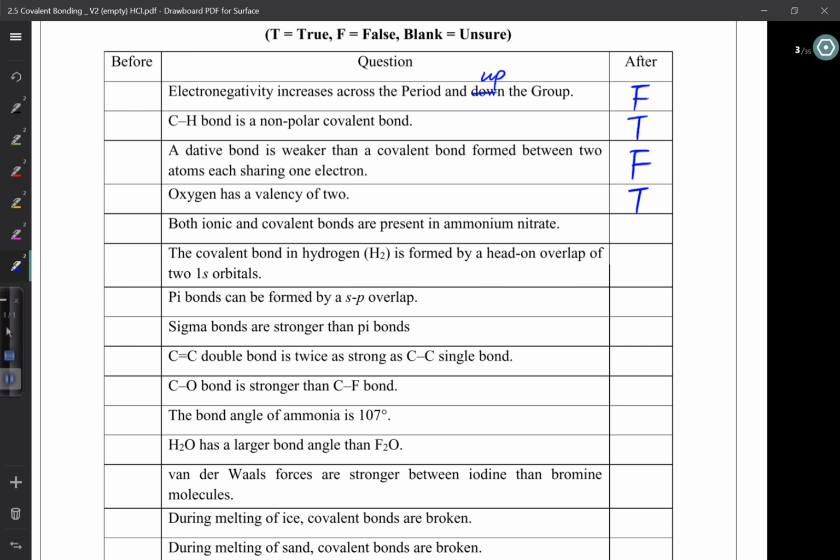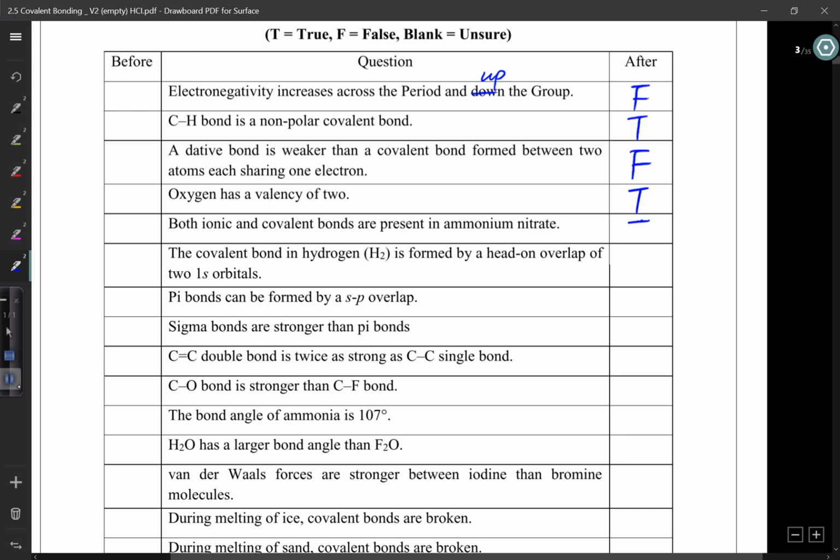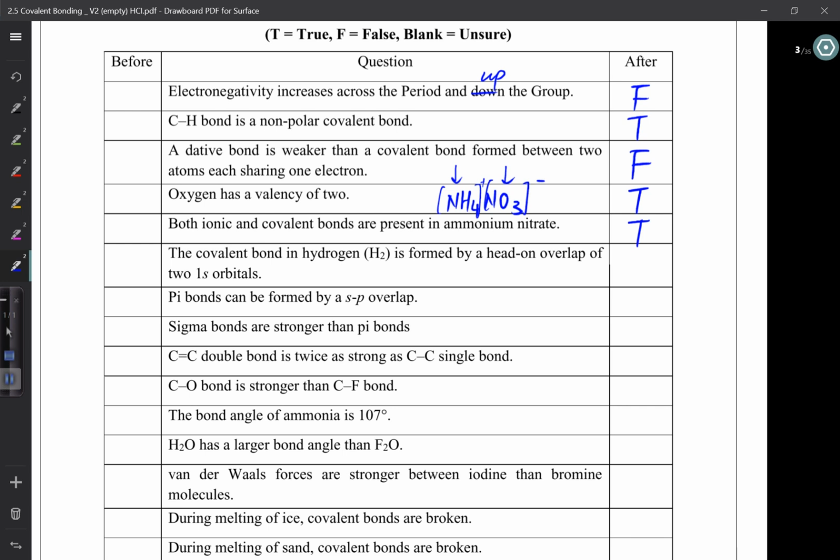Both ionic and covalent bonds are present in ammonium nitrate. True, right? Ammonium nitrate has the formula NH4NO3. So between this NH4 and NO3, there is ionic interaction, and within each of them there is a covalent bond, right? So I've illustrated this previously as well. The covalent bond in hydrogen is formed by head-on overlap of two 1s orbitals. This is true.